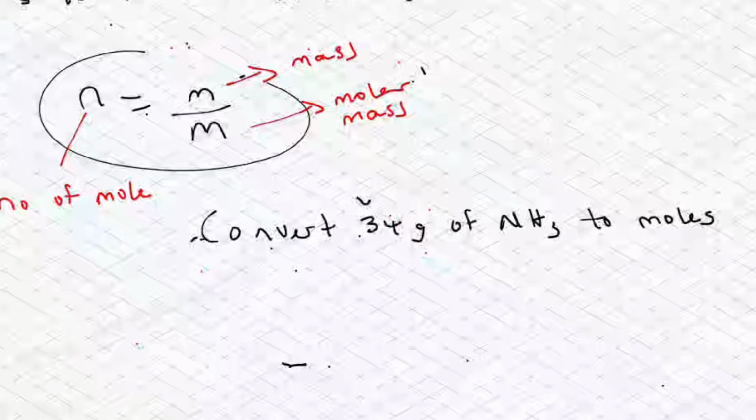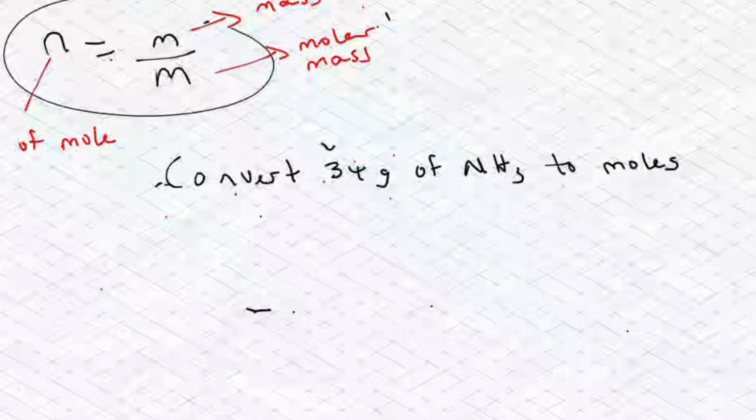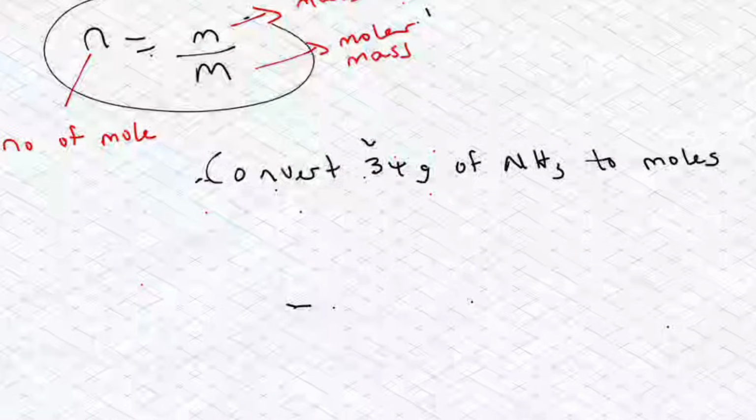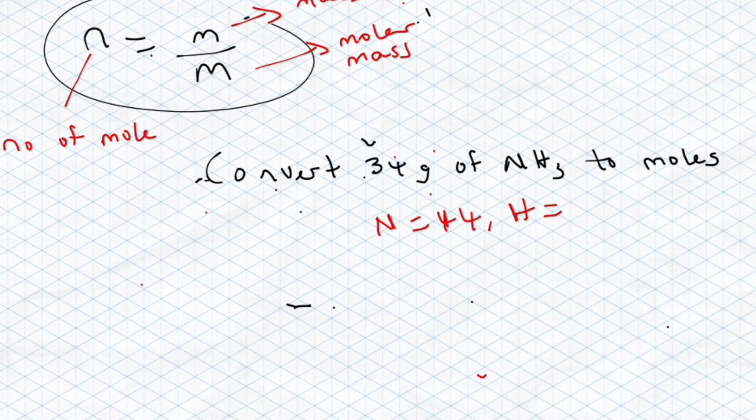So let's say you have to convert 34 grams of NH3 to moles. First, you have to find the molar mass of NH3. How do you find the molar mass of NH3? You have to know the mass of 1 mole of nitrogen. So that's basically 14. You are going to be given that in your exam, so you don't have to worry about that. So nitrogen is 14. Then hydrogen is 1. So you get something like this under each of your questions.